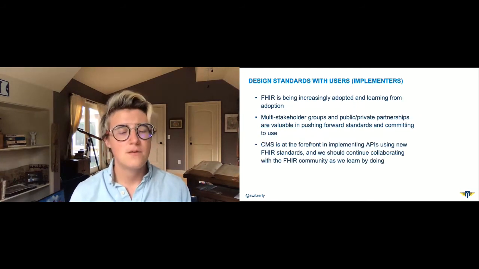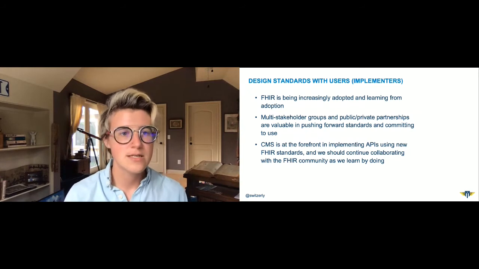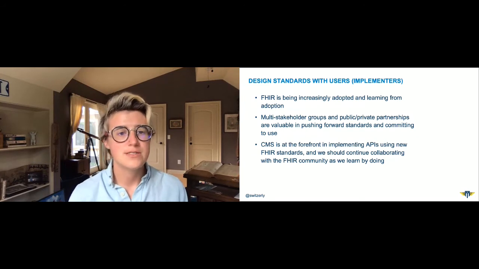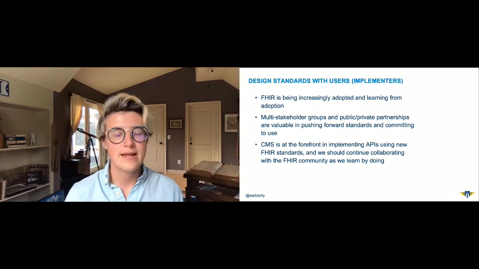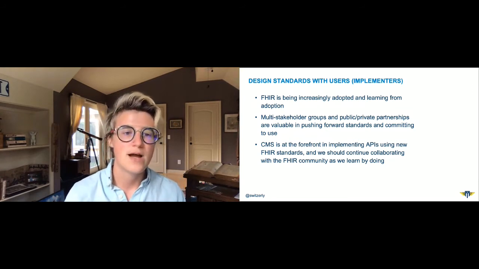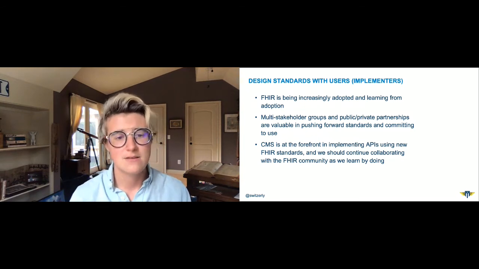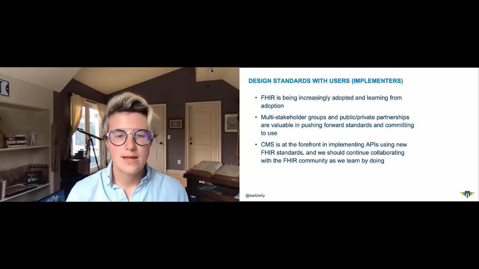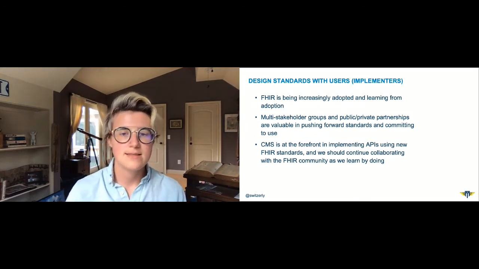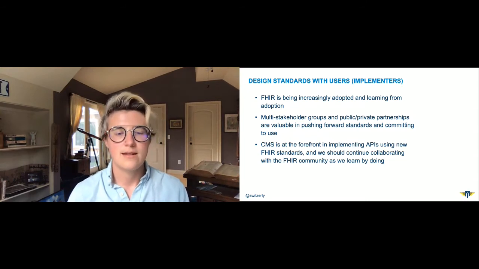Thirdly, we need to design standards with users, users being the implementers. FHIR is being increasingly adopted, learning from adoption. Pretty excited about a lot of the work the FHIR community is doing and the multi-stakeholder groups that they've actively been forming to push the standards forward and getting use and adoption. And then we also see CMS at the forefront and implementing APIs using these new FHIR standards and also collaborating and giving back to the FHIR community as they learn by doing. This was one of the criticisms for a while, that FHIR just isn't used like it should be, and therefore sometimes its design doesn't reflect learnings from actual use, but that is actively changing and people are using it and the FHIR community is collaborating and connect-a-thons are great.